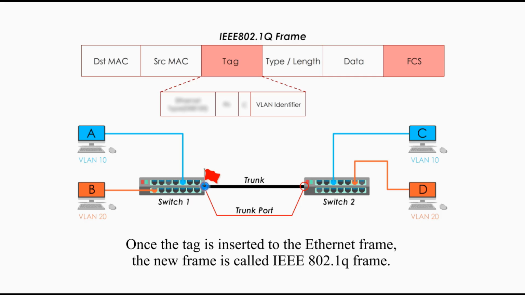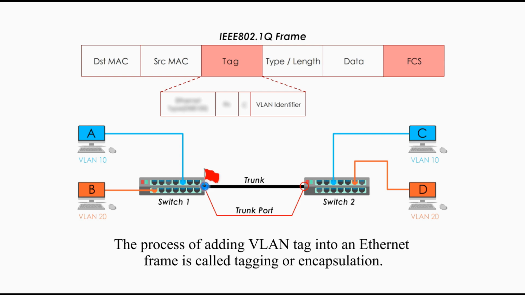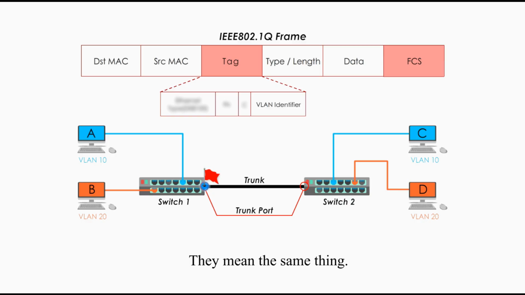Once the tag is inserted into the Ethernet frame, the new frame is called an IEEE 802.1q frame. The process of adding or inserting a VLAN tag into the Ethernet frame is called tagging or encapsulation. They mean the same thing.